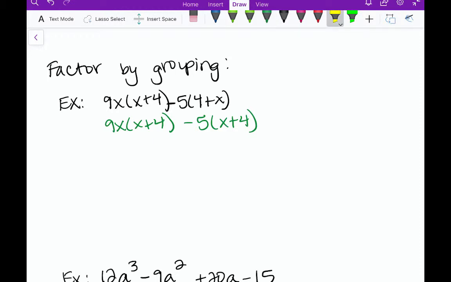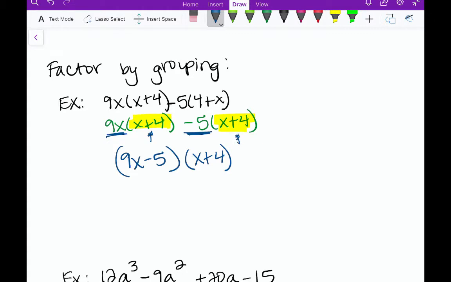So you should notice here that the x plus 4 is the same in both terms. So what this means is I can take out the 9x and the minus 5 and move that to the front, and then I can multiply that times x plus 4, and I would still get my original problem that I was working with. This is just a cleaner way of writing it. So if you want to factor by grouping, you have to have this common piece here. They have to be the same thing in order to do that.